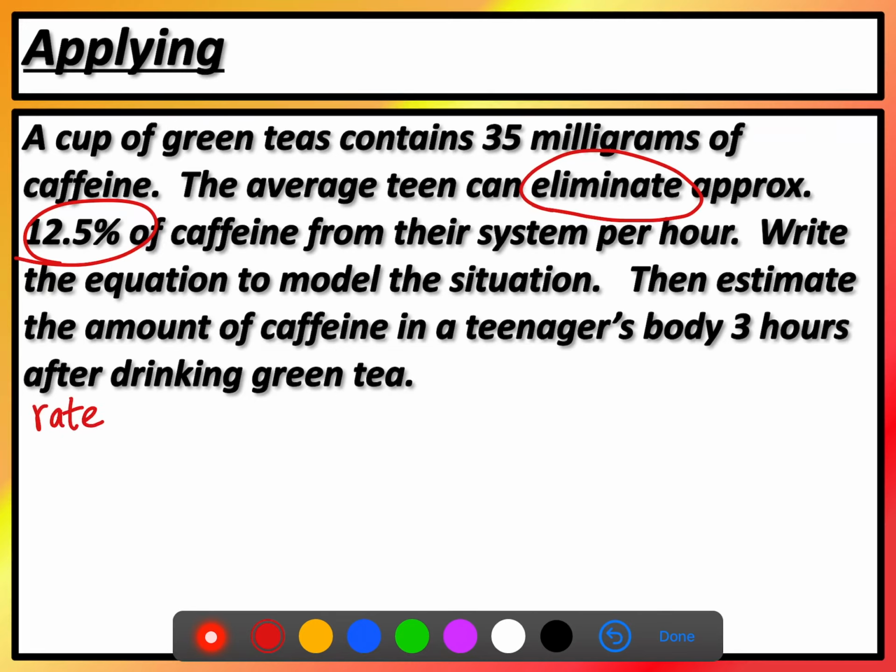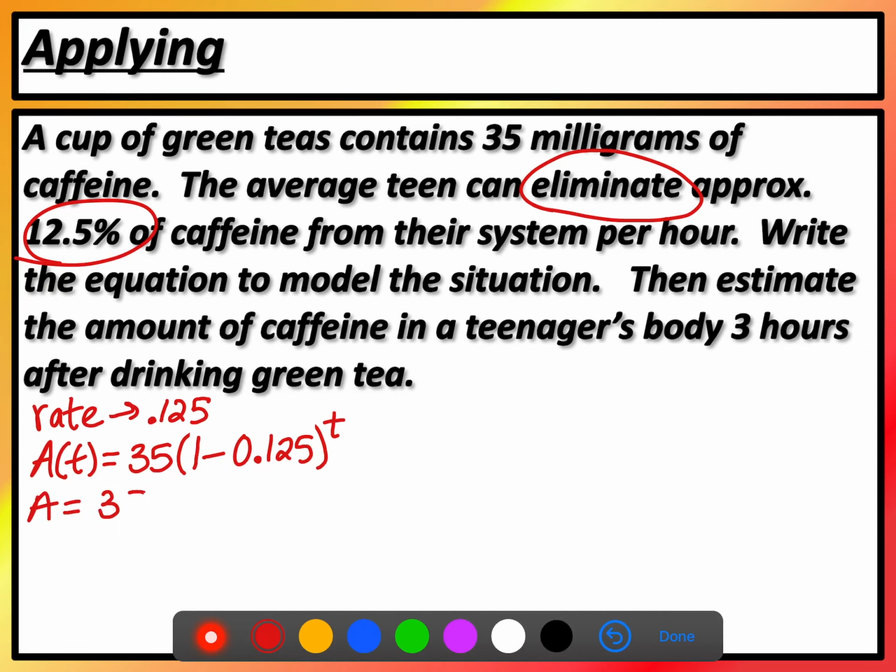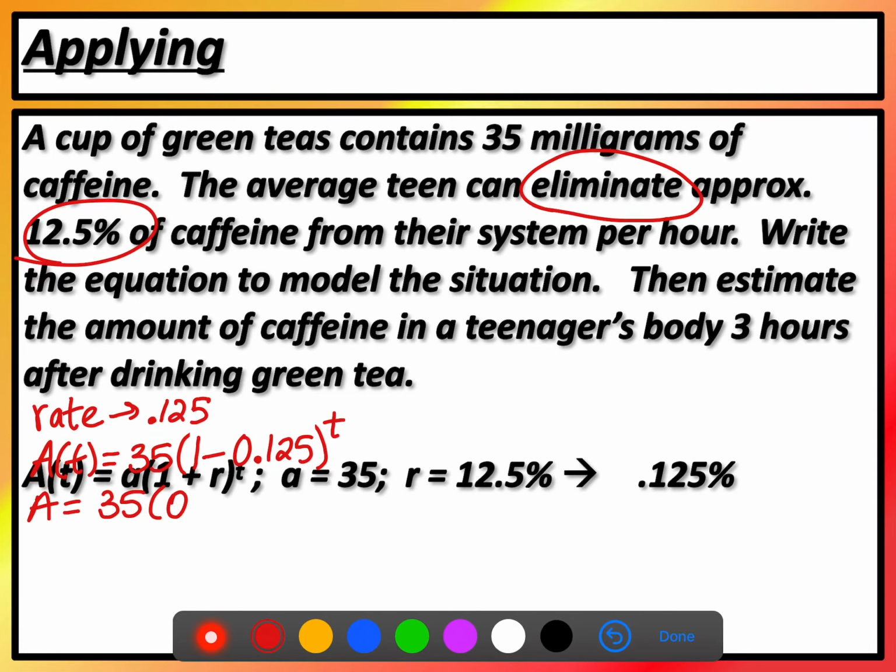Okay, so my rate, I'm going to take that 12.5% and convert that into a decimal. 35 milligrams is my initial value because that's what the T begins with. So 1 minus... okay, and again, the only work that I really ask that you do for the equation is to simplify.